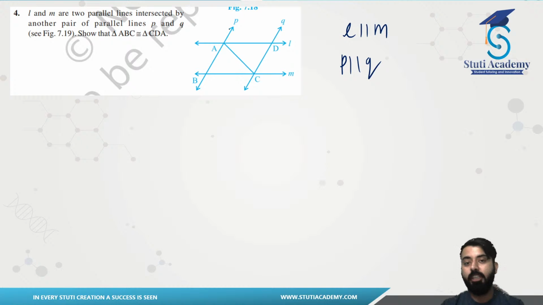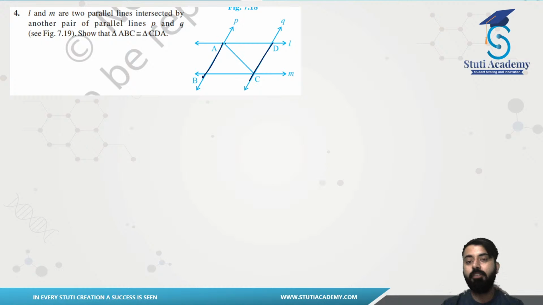Now you guys see, if P is parallel to Q and AC is the transversal, this angle right here will be same as this one, right? This angle right here will be same as that one, and this side is common, right? Let me just tell you one more time. If P and Q are parallel, you can say AB will be parallel to DC also.